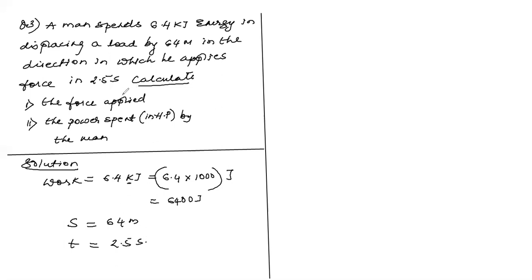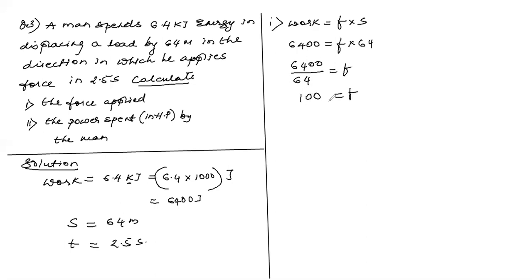Okay. Now what they say, calculate the force applied. So see, so simple. Force applied, work is equal to force into displacement. So 6400 is equal to force into 64. So what will happen? 6400 upon 64 is equal to F. So F is equal to 100 Newton.